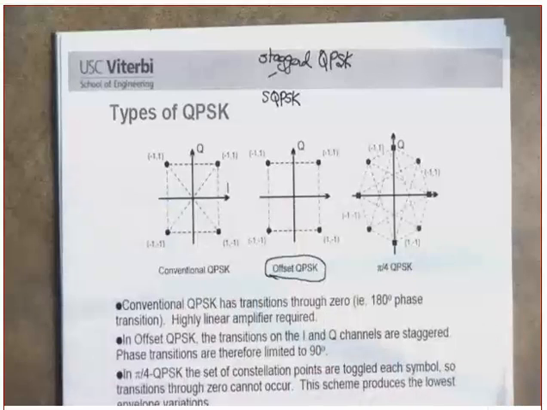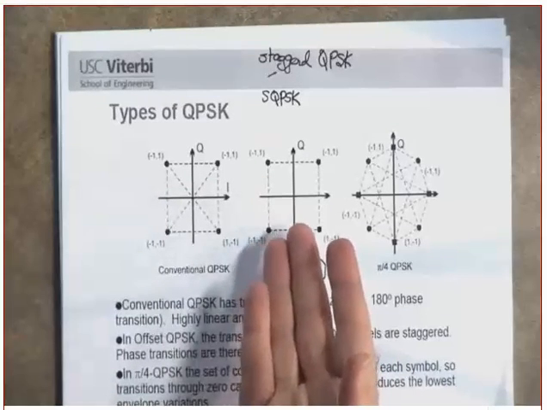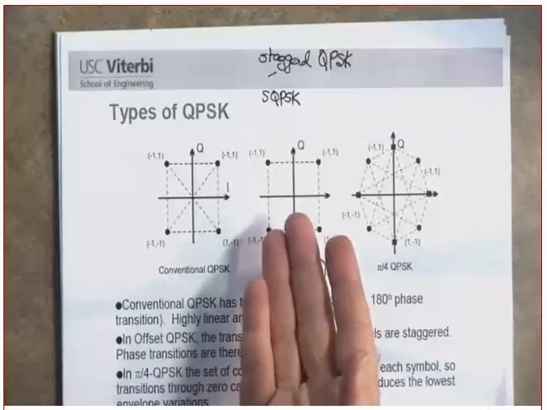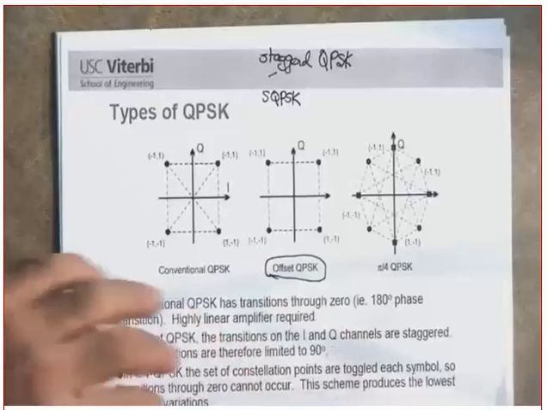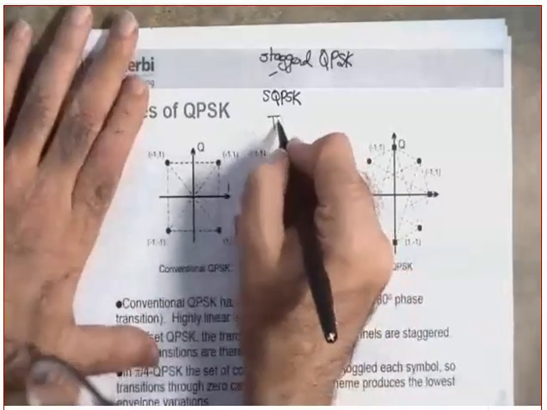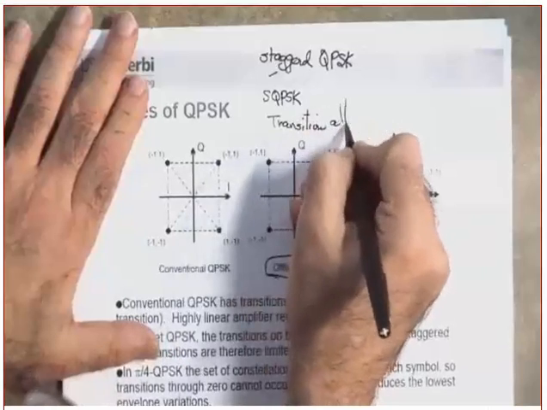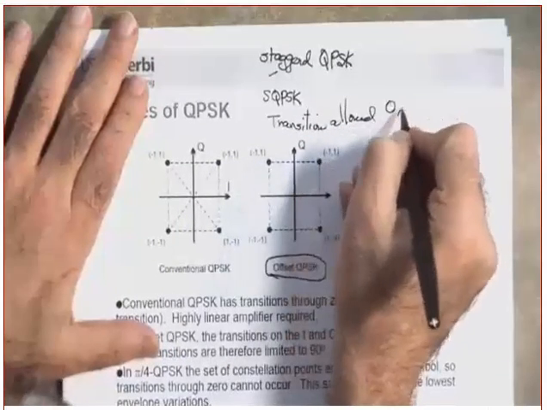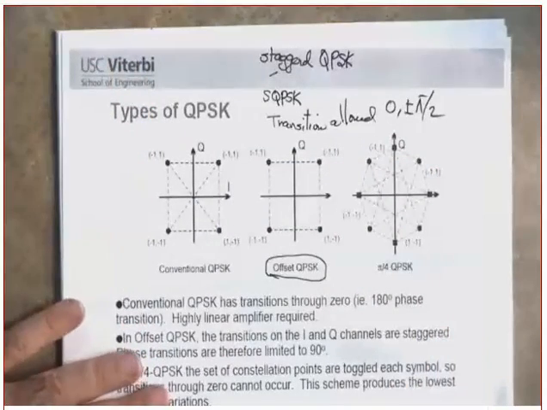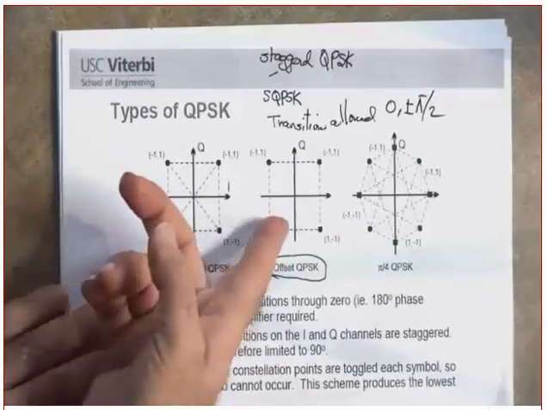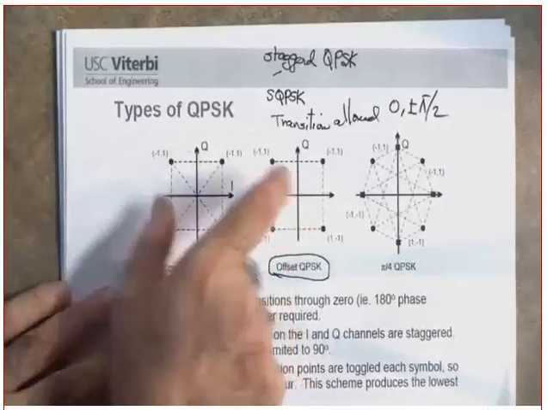Now, what did we eliminate? First of all, can you tell me the transition? The transition is 0 plus or minus what? 90. Do you agree? Yes or no? Transition here. Clear? What did we eliminate? We eliminated the transition through what?